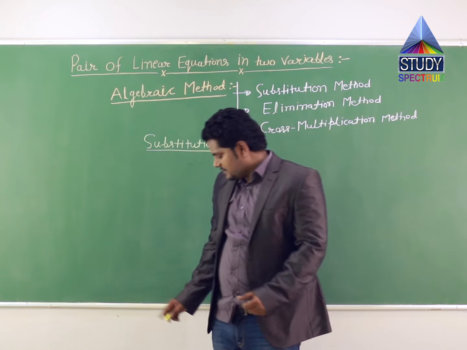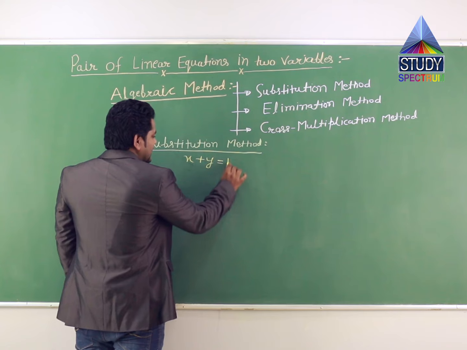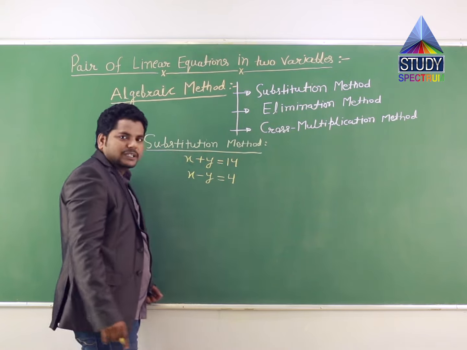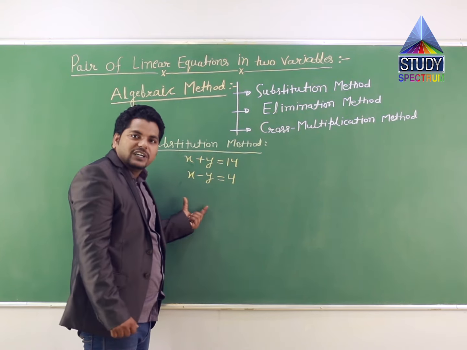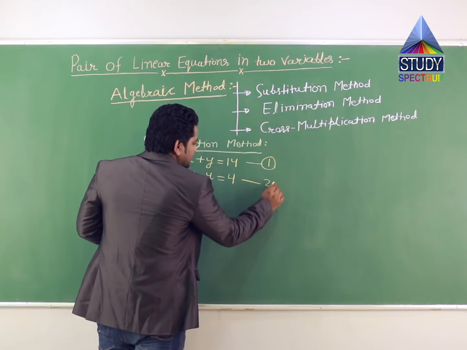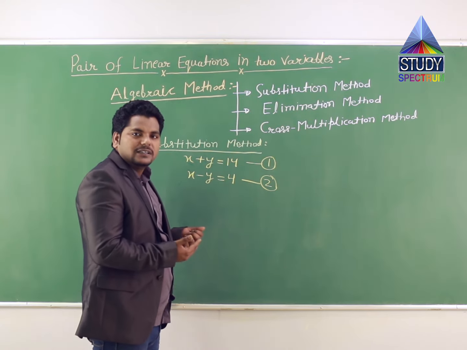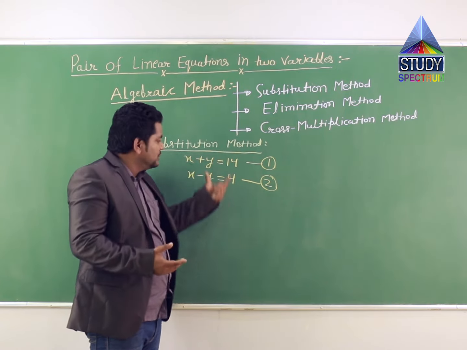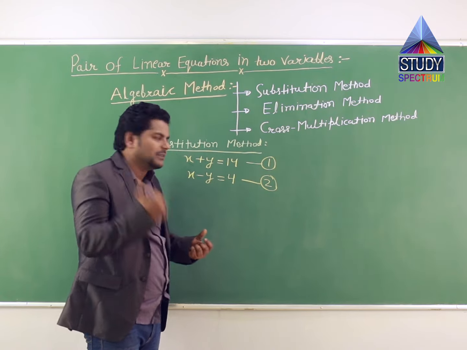So question is x plus y equal to 14 and second equation is x minus y equal to 4. Okay. So what we will do in this method, we express one variable. You can pick any equation. We have two equations here. We can pick any equation according to our convenience and we'll choose any variable.